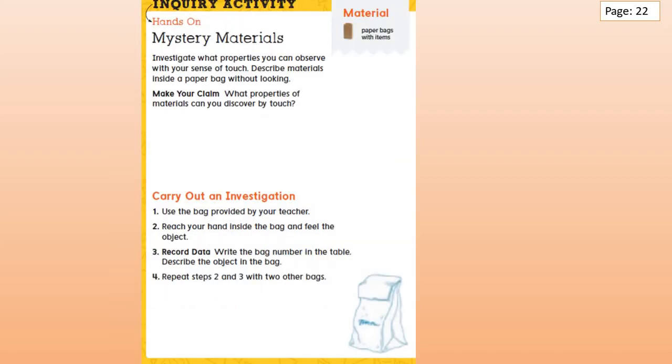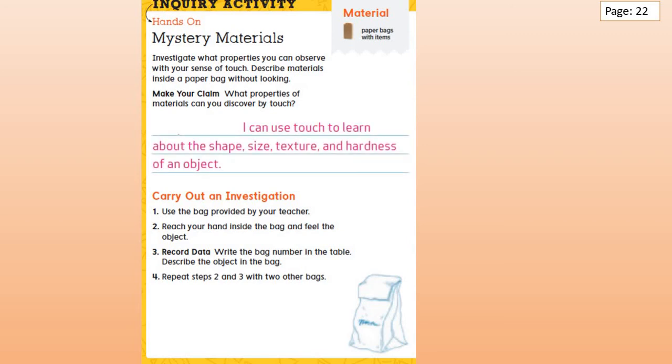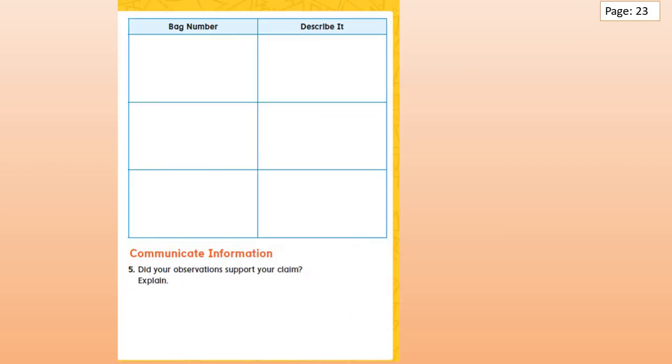Let's see page number 22. Another inquiry activity. Mystery materials. This inquiry activity, one of the most interesting inquiry activities in your book. Until now, of course. We had a lot of fun in this inquiry activity, grade 2. And we make a claim that we can use touch to learn about the shape, size, texture, and hardness of an object. And I asked you to draw 3 objects and describe each object.